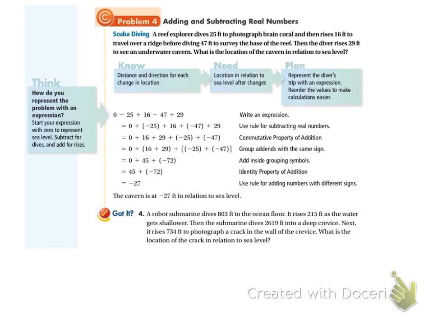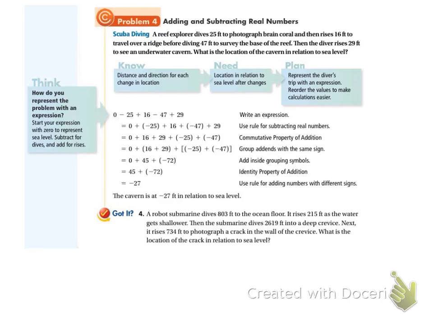So we're going to call sea level 0, and we need to keep track of when a diver goes down and when it goes up. We're going to consider going down to be negative, to be subtracting. So we start at 0, and then he dives down 25 feet, so we subtract 25 feet, then rises up 16, so we add 16, and then dives down 47 feet, so we're subtracting 47, and then rises up 29 feet, so we add 29.